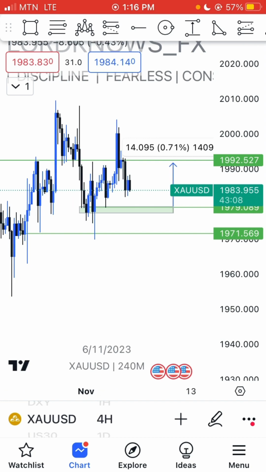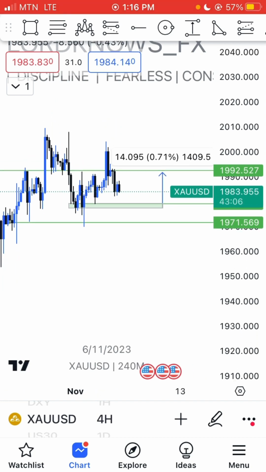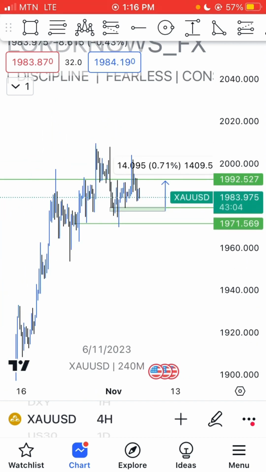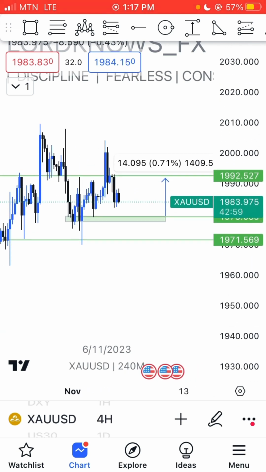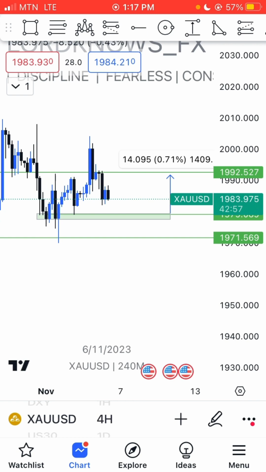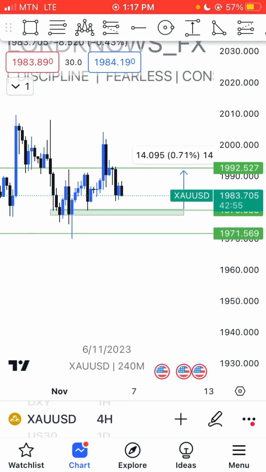When liquidity fills this zone, then I'm good for the buy. So I'll long on gold. Okay, so long means buy. So I'll go long on gold. I'm still waiting for the sell to get to my point of interest, then I would take the trade.